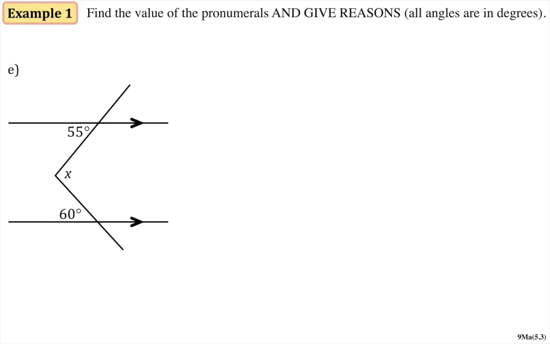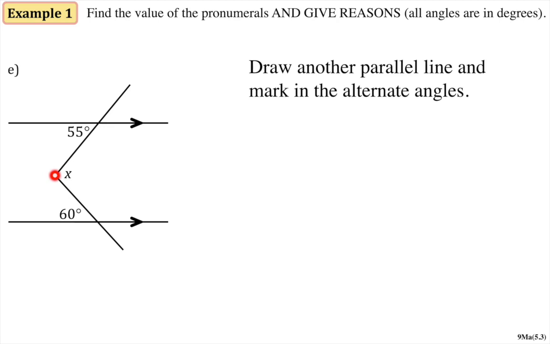I'm not going to show you all of the ways, but the way I do it is I look at this point here where the X is and I'm going to draw in another parallel line. On that parallel line I should put an arrowhead to show that all three lines are now parallel. If all three lines are parallel, how do I know that that's 55 degrees? Well, can you see a Z shape? So that's 55. If I look at this angle here, can you see a backward Z shape? So that angle there will be 60 degrees.